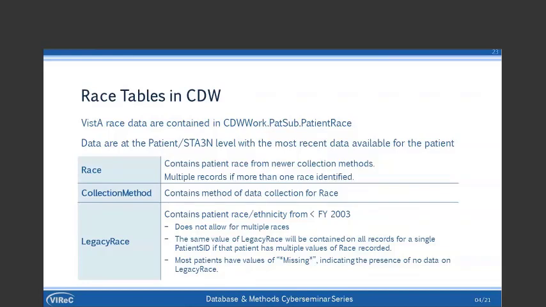And then the legacy race variable contains the combined race and ethnicity variable prior to fiscal year 2003. Although this variable does not allow for multiple values, because it's contained in this table that may have multiple values for the variable race, that same value of legacy race will be contained on all records for the same patient SID if they happen to have multiple records in this table. Most patients do have a value of missing. So the data on this legacy race variable is not available in this data table for the vast majority of veterans.